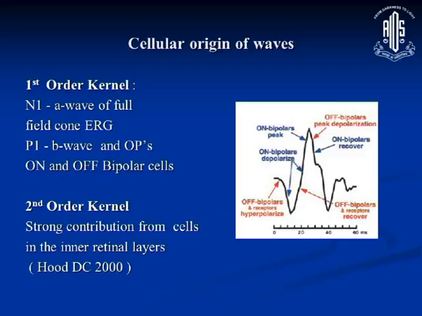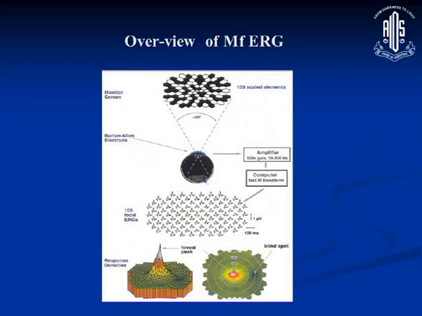Mostly, practically, what we use is the first order kernel reaction. The second order kernel reaction has a strong contribution from the cells in the inner retinal layers. Now this is the overview of a multifocal ERG. This is the M sequence, which stimulates the eye, and we get a 103 focal ERG.